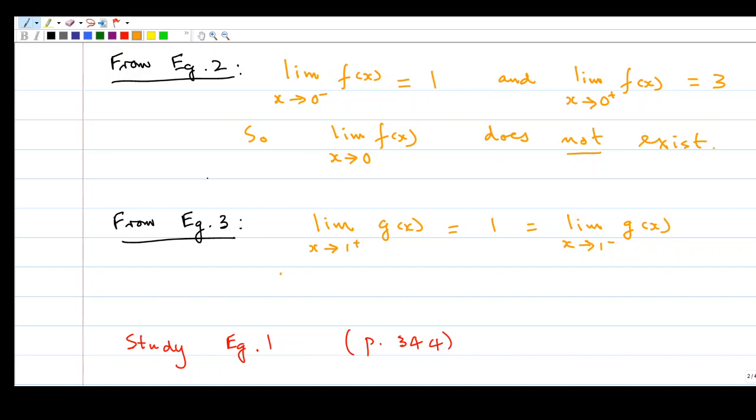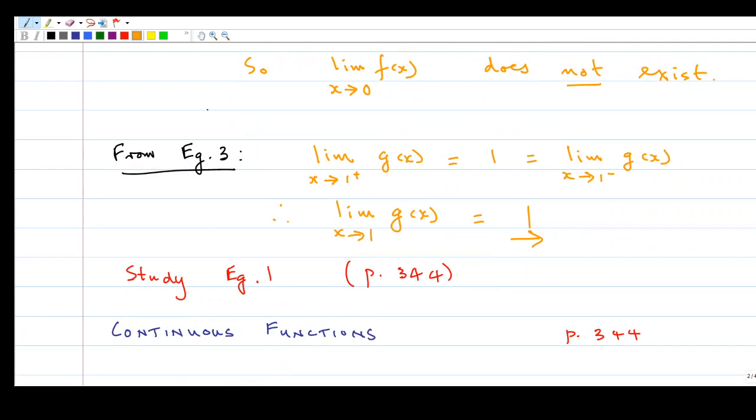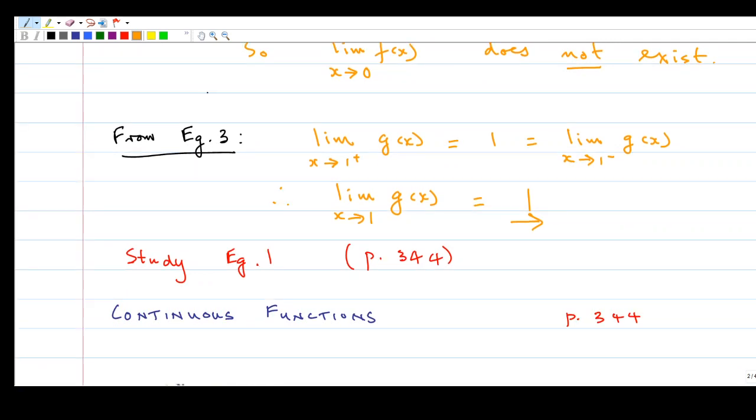Right, so therefore, since the one-sided limits as x approaches 1 are equal, then we conclude that the limit of g of x as x approaches 1, in this case, is equal to 1. Right? You must study example 1 on page 344. We now look at continuous functions. This is on page 344.